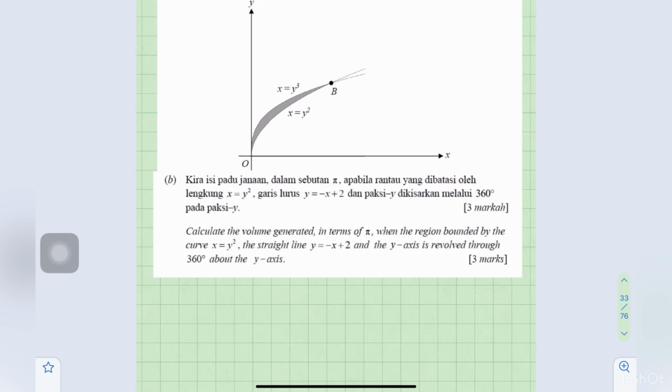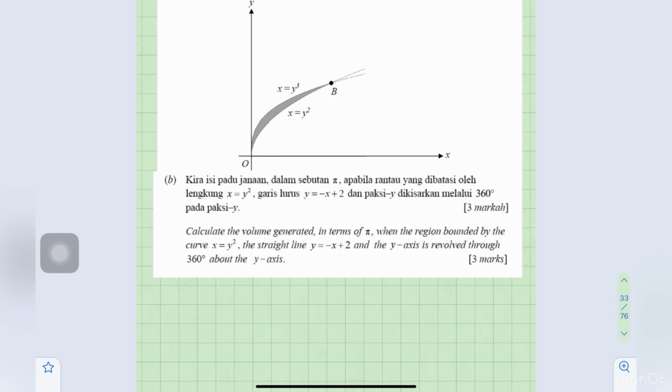B, calculate the volume generated in terms of pi when the region bounded by the curve x equals to y squared, the straight line y equals negative x plus 2, and the y-axis is revolved through 360 degree about y axis. Okay, so now we need to find the region dulu.